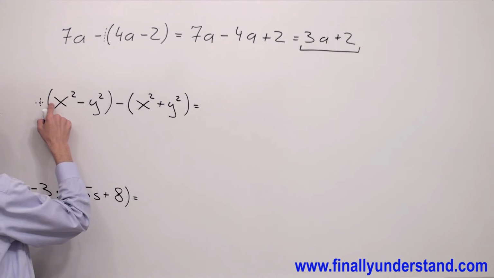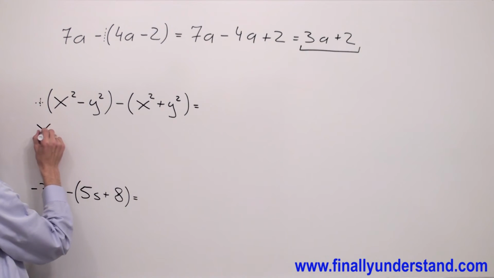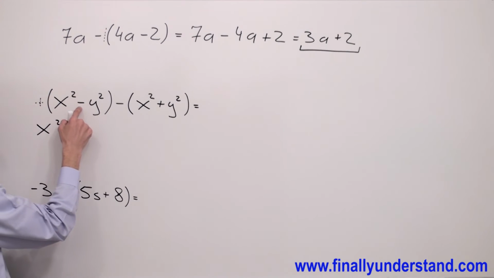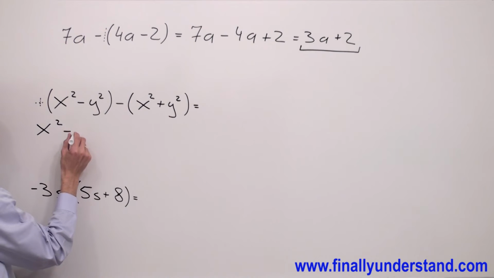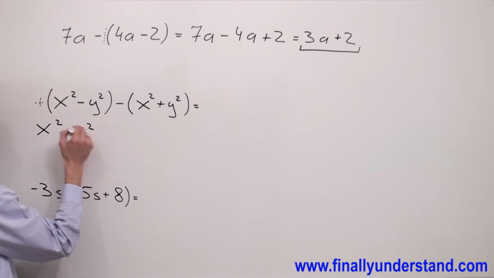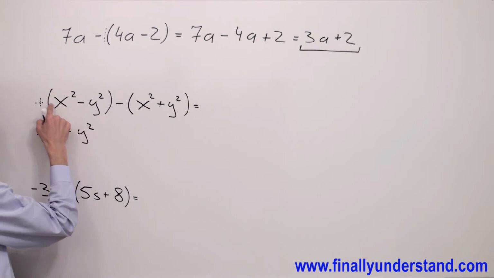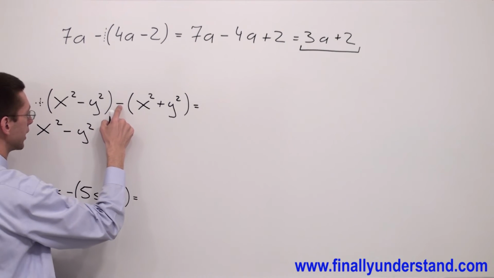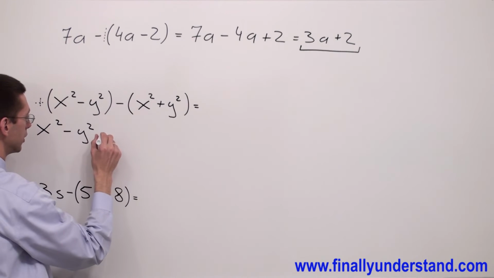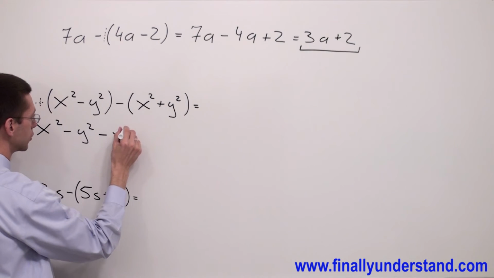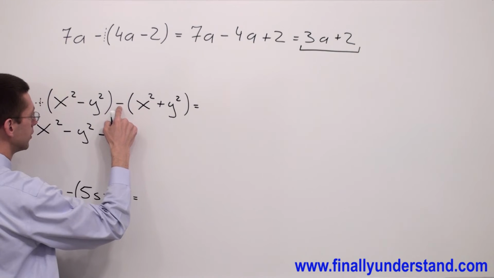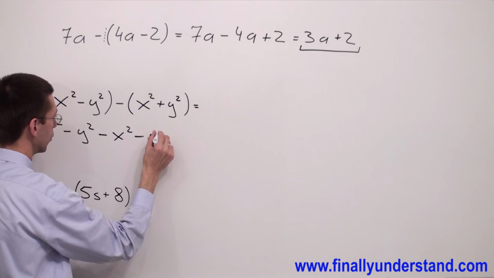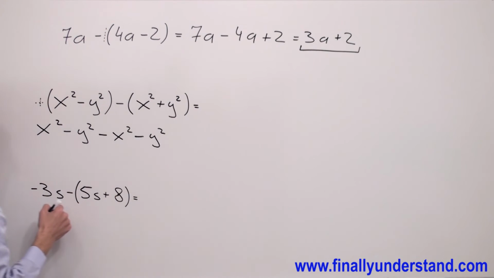Positive times positive gives me positive. That's why I have x squared, positive x squared. Positive times negative gives me negative y squared. As you can see, the signs remain the same. In this case, I have negative times positive is negative x squared. Negative times positive gives me negative y squared. Next, I have to combine the like terms.